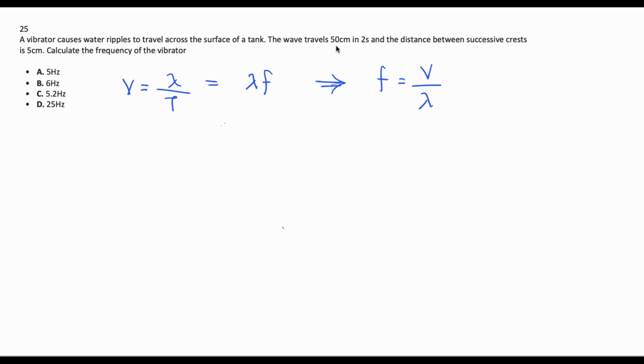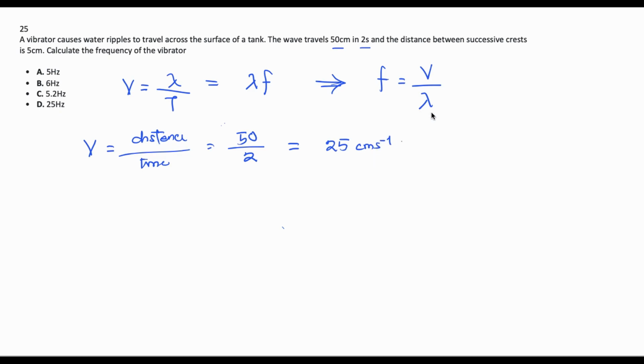Now from the question, we're told that the wave travels 50 centimeters in 2 seconds. So we can tell that the velocity is equal to distance over time. So the distance is 50 centimeters and the time is 2 seconds. So the velocity of our wave is 25 centimeters per second.